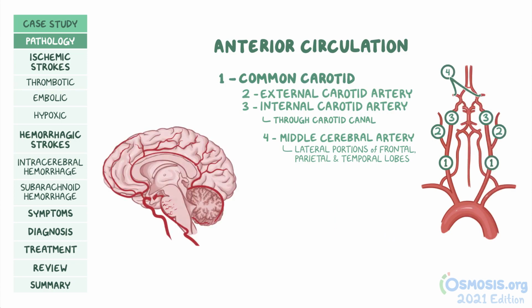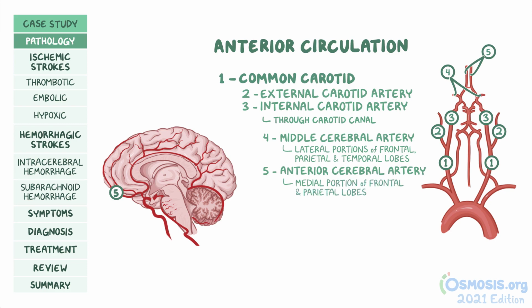The internal carotid artery also gives rise to the anterior cerebral artery, which supplies the medial portion of the frontal and parietal lobes. The two anterior arteries connect with one another via a short blood vessel called the anterior communicating artery, forming the anterior portion of the circle of Willis.